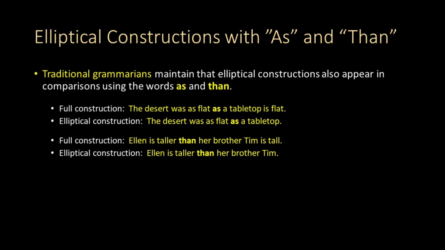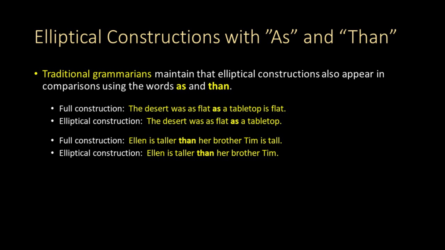Traditional grammar maintains that elliptical constructions also appear in comparisons using the words "as" and "than." Many of these are found in subject complements, specifically predicate adjectives, following linking verbs. For example, here's a full construction: The desert was as flat as a tabletop is flat. The first "as" is functioning as an adverb, modifying the adjective "flat" that immediately follows it. The second "as" is regarded as a subordinating conjunction introducing a dependent clause. Now, in elliptical form, this would read: The desert was as flat as a tabletop. The dependent clause's predicate, "is flat," is omitted.